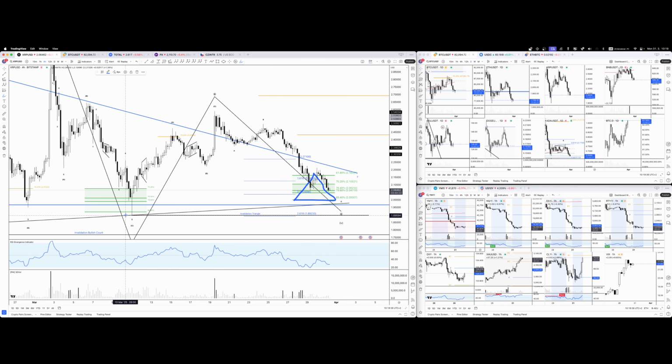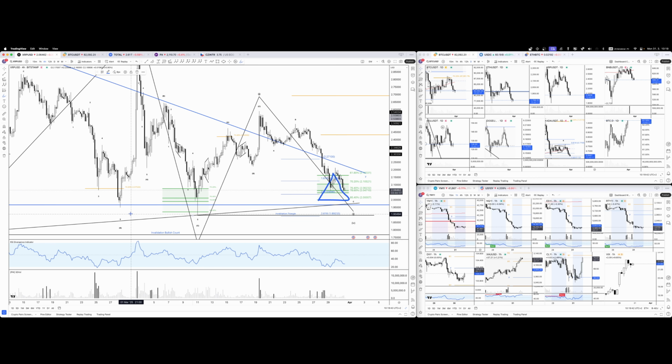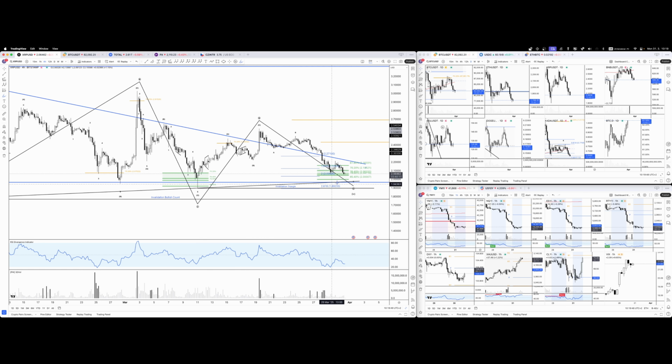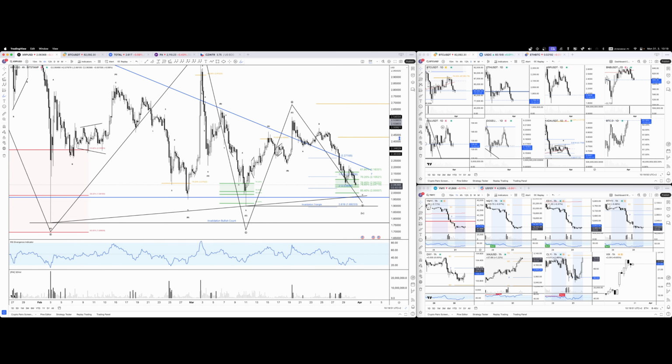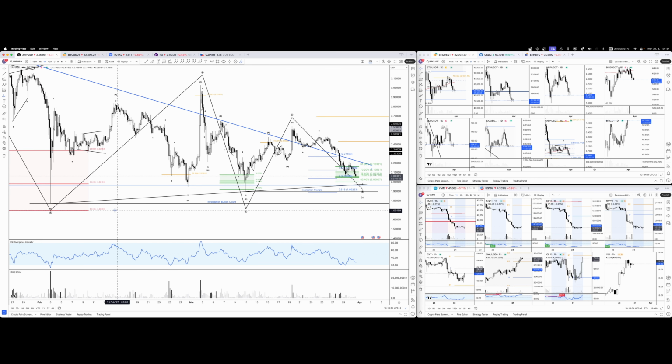That is the $1.90. Why is this one crucial? It's related to the triangle formation, a contracting triangle. Contracting means that in this current situation, the B top is higher than the D top. The A bottom is lower than the C bottom. Okay, so if you connect those tops and bottoms, those two trending lines will converge towards one another in the future. So that's called a contracting triangle.